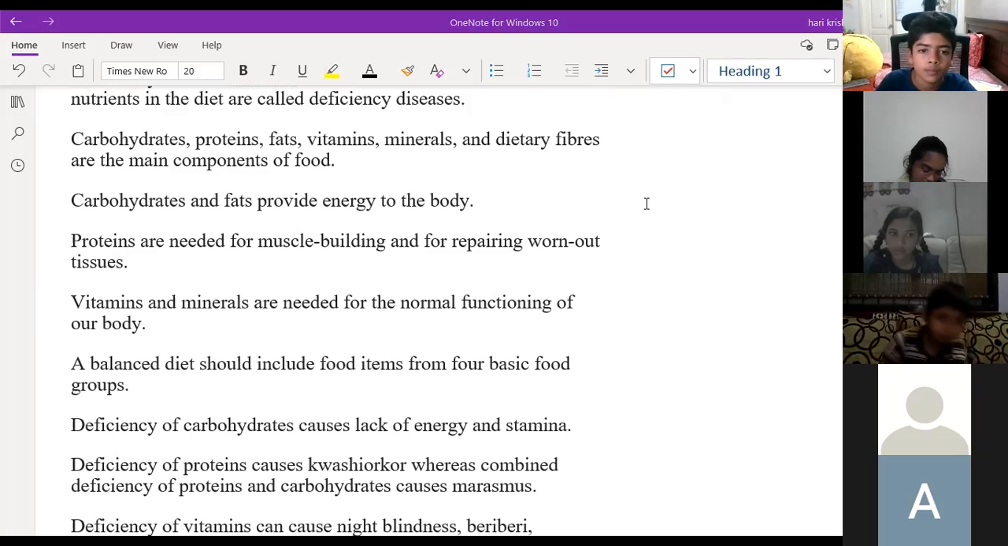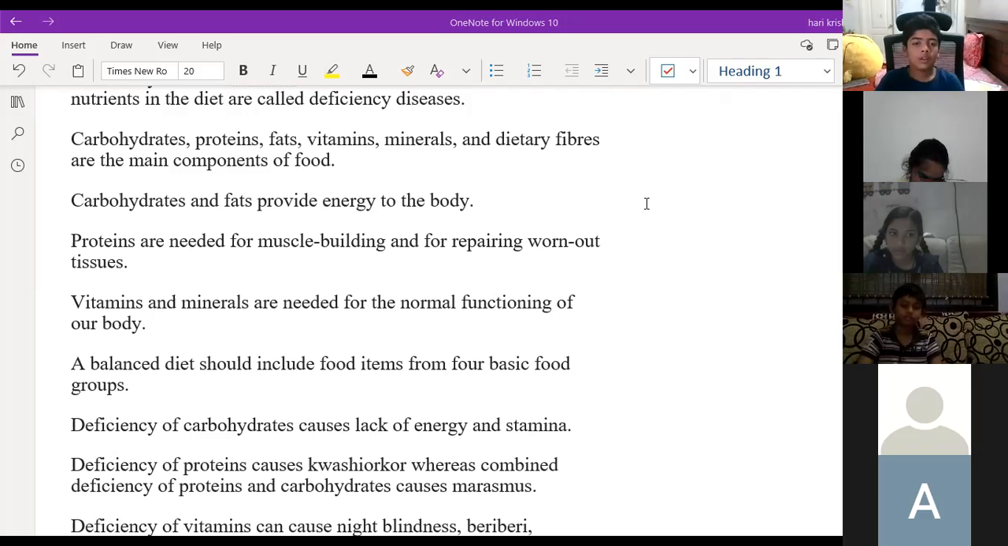First we studied about the vitamins. There are two types: fat soluble and water soluble. Fat soluble are the A, D, E, K and the water soluble are the B and C. Next, we studied about the fats. Again, there are two types: unsaturated and saturated. Saturated means which are solid at the room temperature. Unsaturated means liquid at the room temperature.